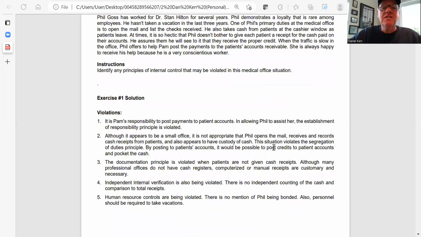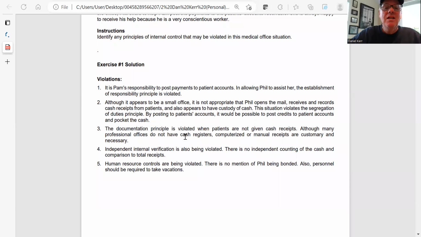So some of the weaknesses here: it's Pam's responsibility to post the patient accounts. So if he's helping her do this, then that responsibility, that it's her area, is being violated. Phil opens the mail, receives and records the cash payments, and also has custody of cash. Well, that doesn't seem like much segregation of duties. Documentation is violated when the customers are not given cash receipts. Although many of them don't have cash registers, they do have computerized receipts that they can give to the customers. I get that every time I go to the dentist or the doctor.